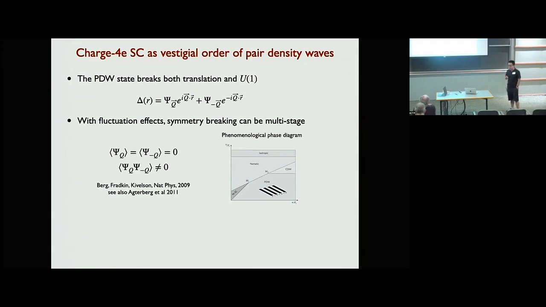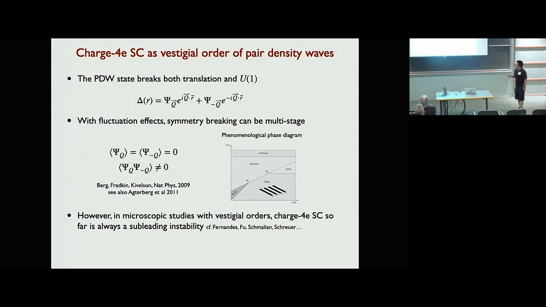So suppose I consider a pair density wave that breaks multiple symmetries. Once I include the fluctuation effect, there is no reason to expect both symmetries to be broken at the same temperature, right? So based on the phenomenological study, it was found that there are multiple possibilities. For example, if you restore translation symmetry, then the system only breaks U1. It is indeed just the Charge-4e superconductor. But if you restore the U1 conservation, then it becomes the charge density wave state. In particular, the Charge-4e order parameter can be viewed as a vestigial order in which the product of delta Q and delta minus Q is non-zero. But on the other hand, individually, if you measure them, they're both zero.